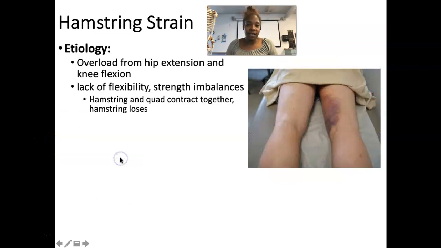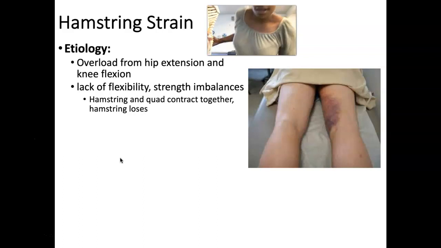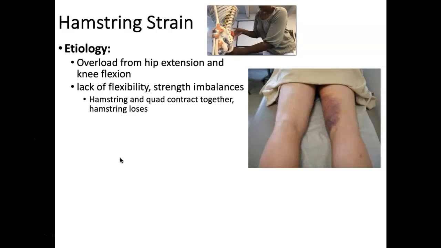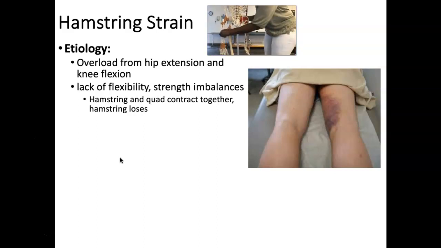The hamstring strain is up next. In terms of how do we injure this? It's typically overload from, you ready? It's a hip extension and knee flexion moment, okay? So what does that mean exactly? You ready? So essentially, let me see if I can show you on the cadaver. So essentially what happens is, go down right there.